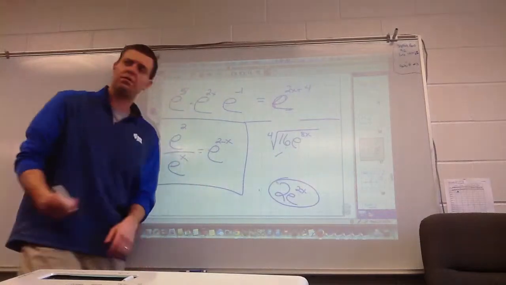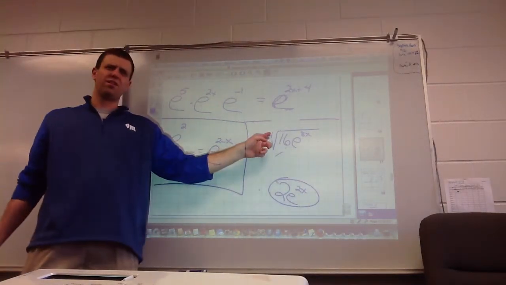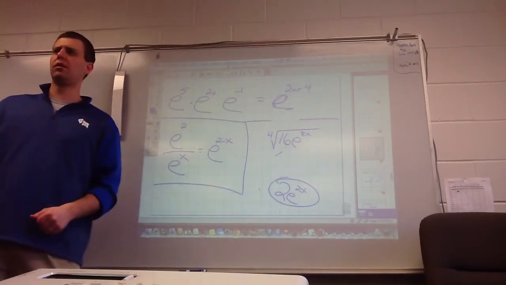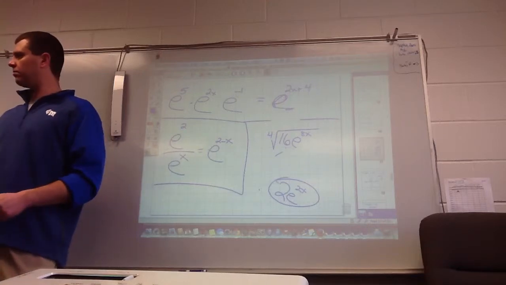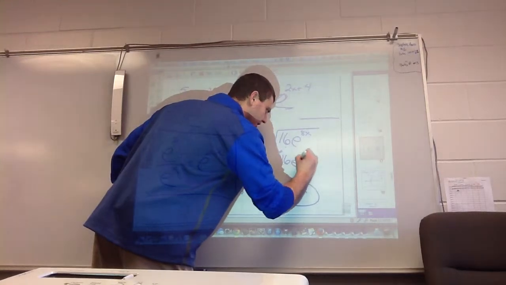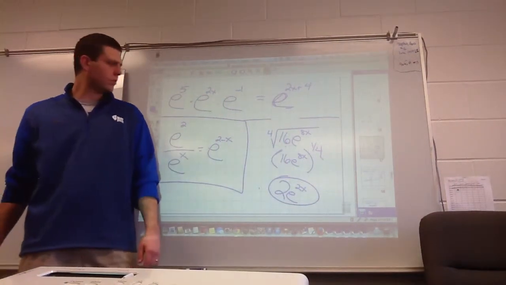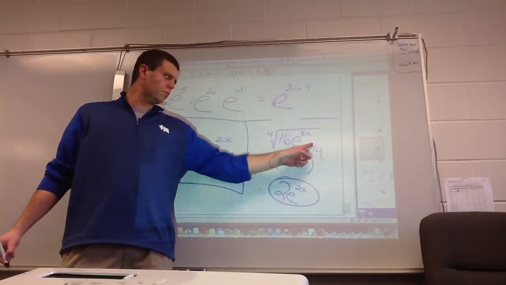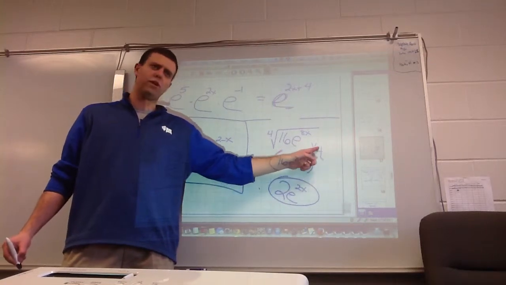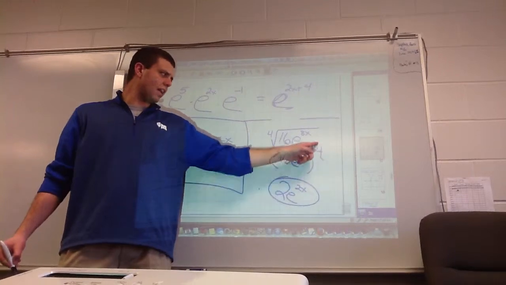Some of you are thinking, I can't do that in my head. Okay, I'll show you another way. The 4th root really means you could raise it to what power? 1/4 power, right? The 4th root means 1/4 power. We did that last chapter. So you have 16e to the 8x raised to the 1/4 power. 16, raise it to the 1/4 power. If you don't know it off the top of your head, get out a calculator. 16 to the 1/4 power is going to give you 2. E to the 8x to the 1/4 power.